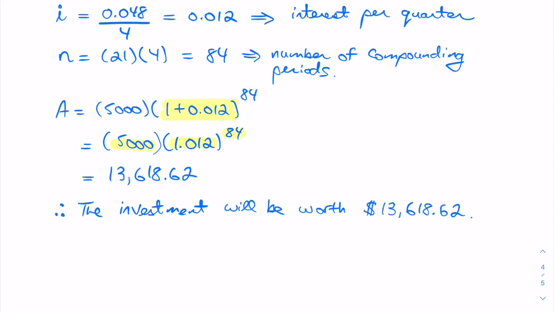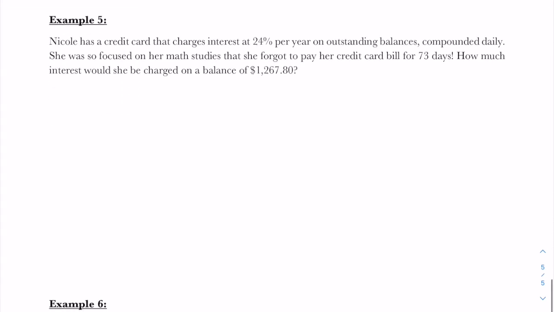Okay, moving on. In this example, imagine you have a credit card that charges interest at 24% per year, and imagine it's compounded daily. In our example, Nicole forgot to pay her credit card bill for a period of 73 days, that's over 2 months. And if she had a balance of $1,267.80, how much interest would she be charged?